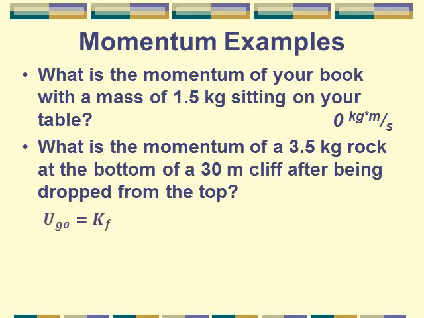So we need to figure that out using conservation of energy, which we used in the last unit. We've got gravitational potential energy at the beginning because it starts from a height of 30 meters and then it's dropped, which means the initial velocity is 0.